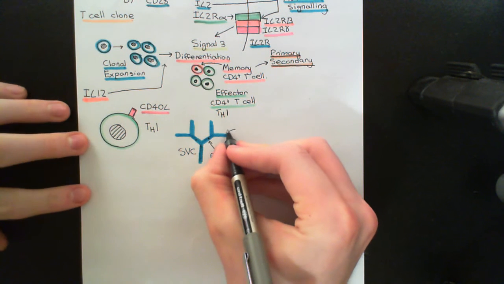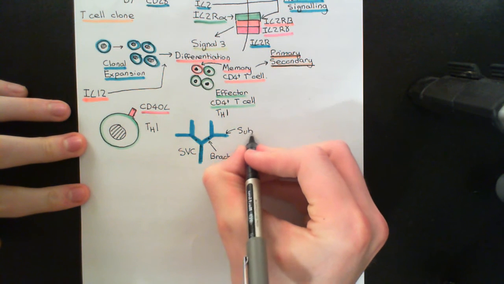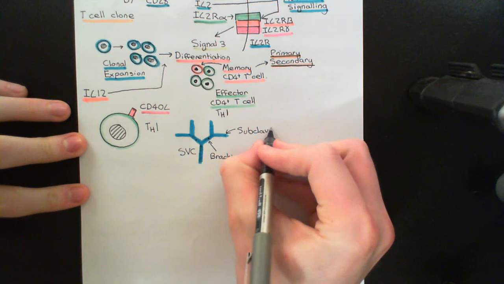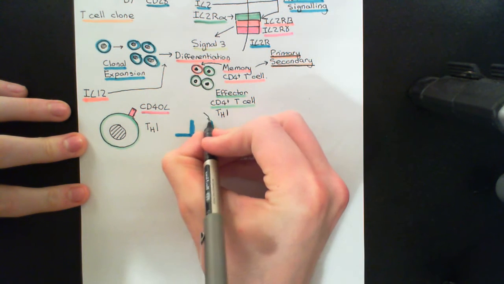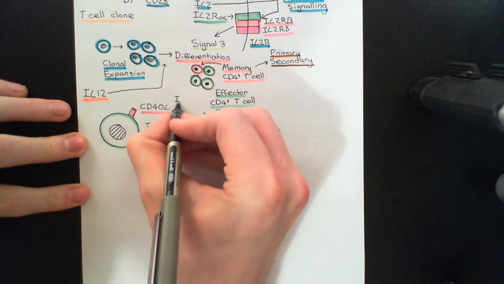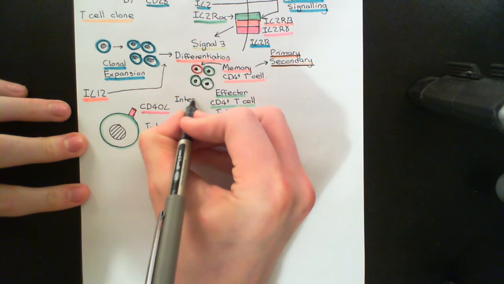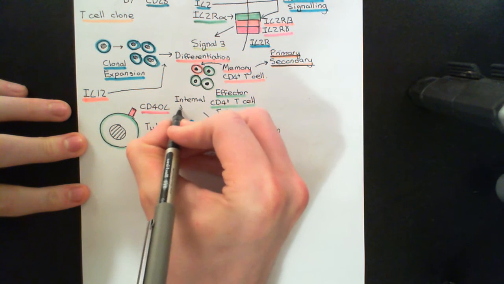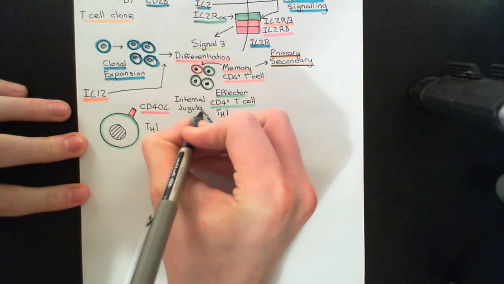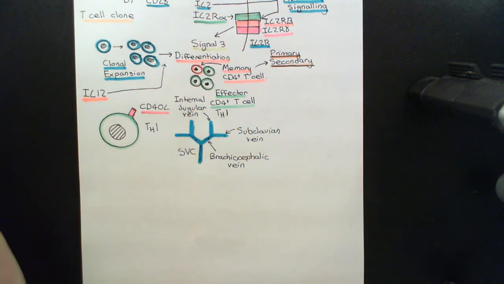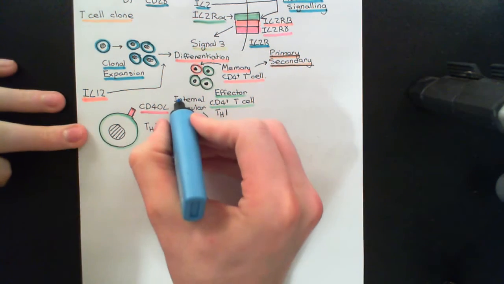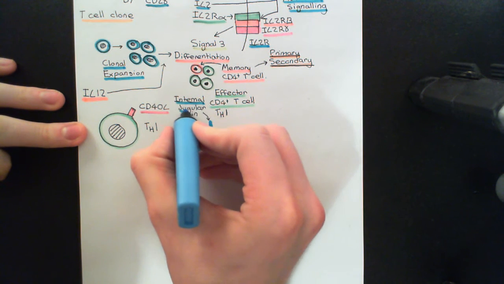So just labeling this up, this is the subclavian vein, which drains the upper limb, and here is the internal jugular vein, which drains the head and neck. Okay, right, so now let me show you where the major lymphatic vessels are going to drain into the central venous system.